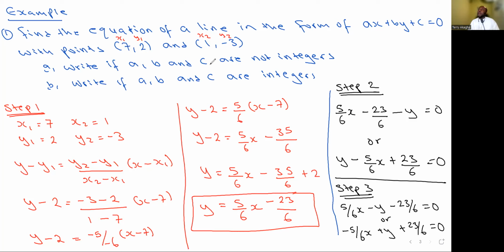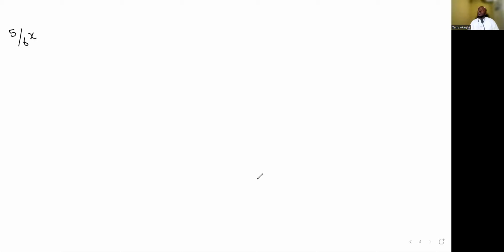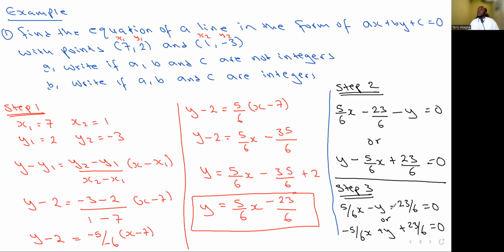A said if A, B, and C are not integers. So let us go to the next page. So we're having 5 over 6x minus y minus 23 over 6, okay? Now, in this case here, you will notice that the A is equal to 5 over 6, the B is equal to 1, and the C is equal to 23 over 6. So that means A is correct if they are not integers, right?